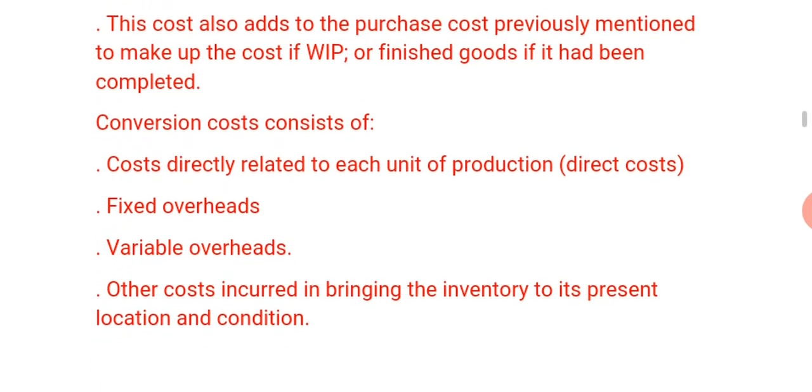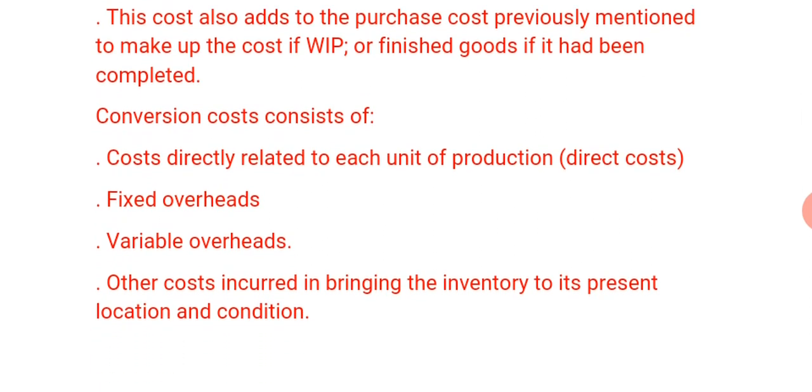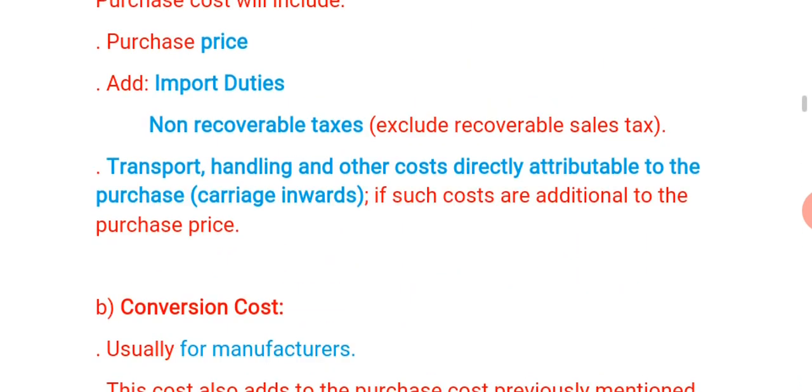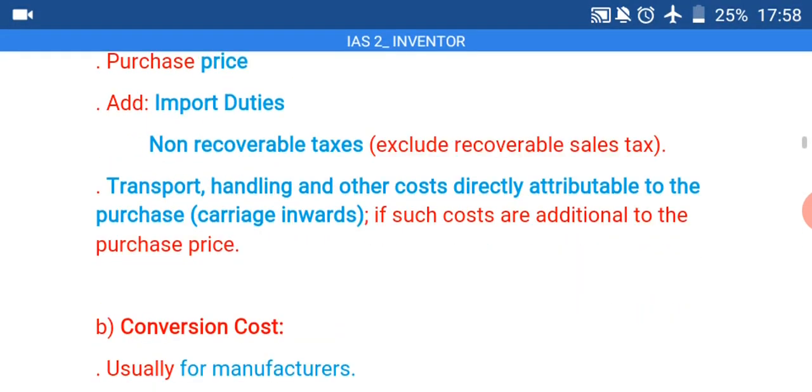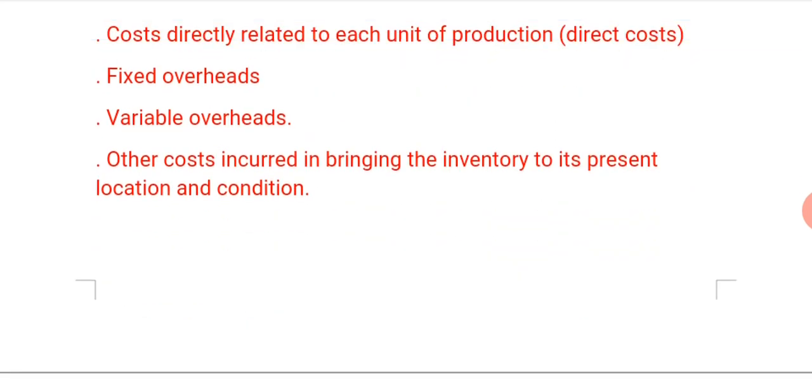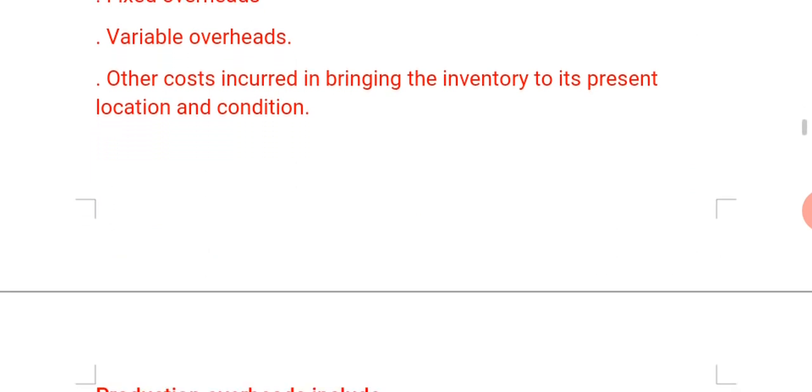Now, other costs incurred in bringing the inventory to its present location and condition. This part of the cost usually occurs. It occurred in our purchase cost, and now it's occurring in our conversion cost. So that's just a hint: when writing your exam and you don't know anything related to that one, you can quickly scribble that down as part of it.